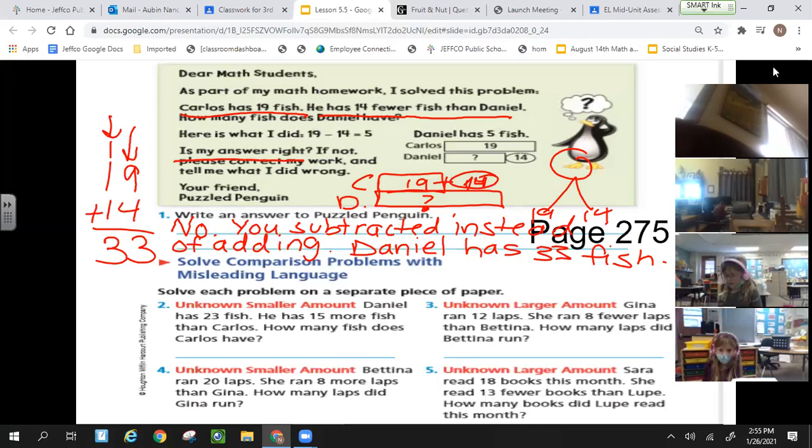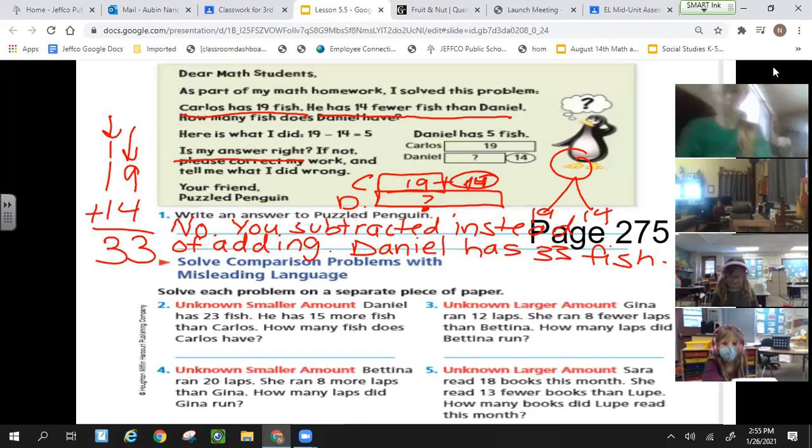So now we're going to look at some misleading language because those words more and fewer don't always work. They don't always work. So we've got to be able to visualize and understand what's happening. So we're going to start with number 2. Daniel has 23 fish. He has 15 more fish than Carlos. How many fish does Carlos have?